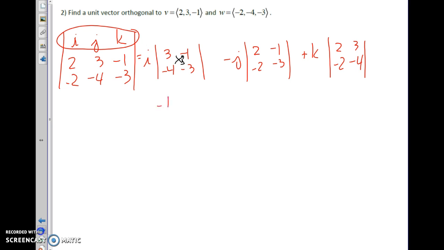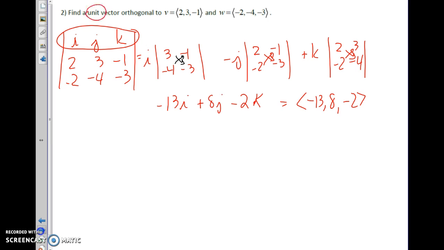-9 minus 4, -13i. -6 plus -6, -2, -8. With this negative, I have a plus 8j. This time that's going to be a plus 6, a -2k. So I can leave it in ijk form, or I can write that as -13, 8, -2.